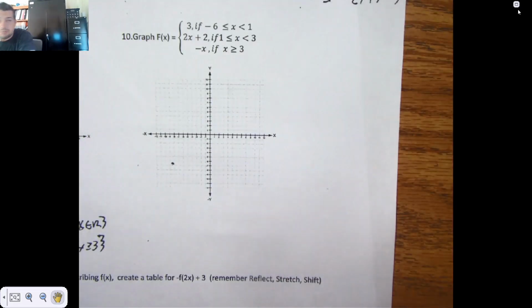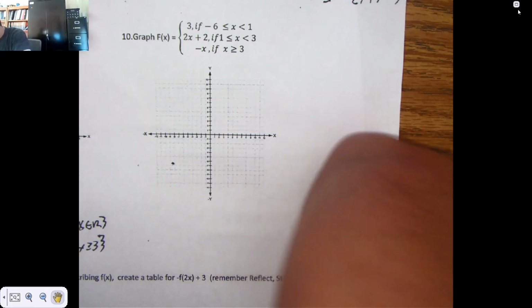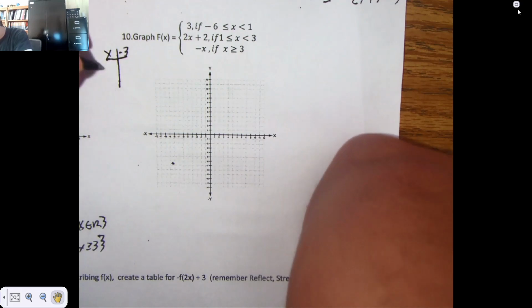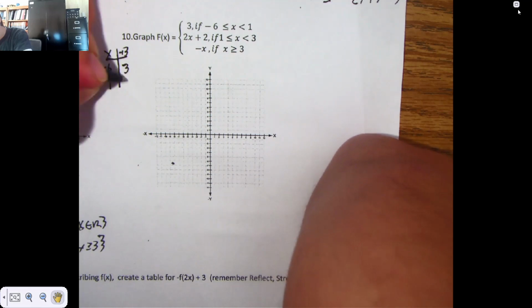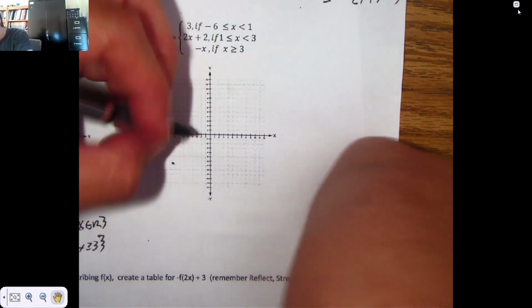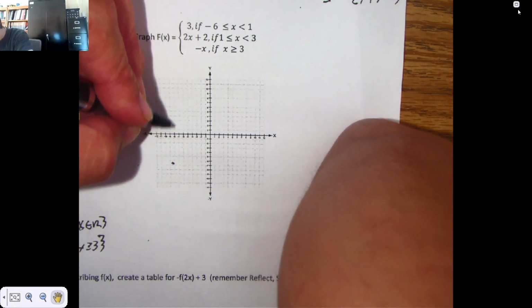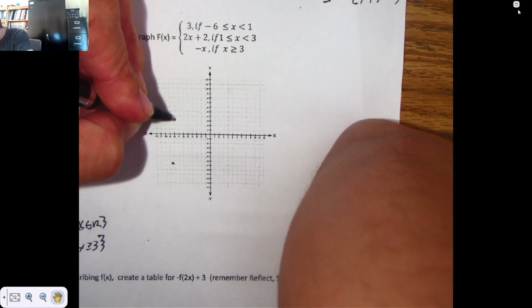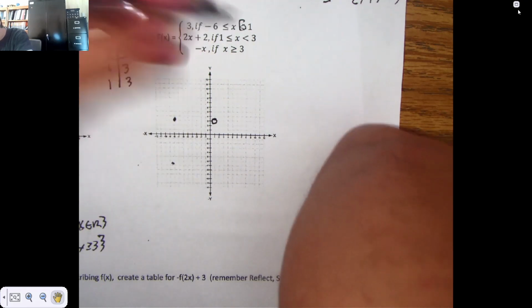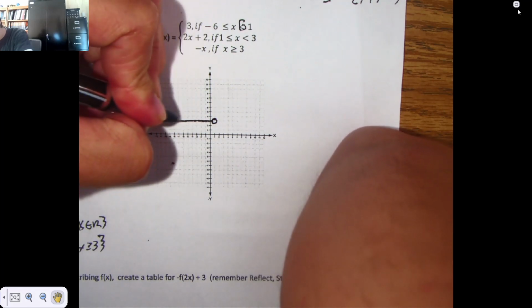Number 10, we get the piecewise function. Graph this thing. We are 3 if x is stuck between -6 and 1. I graded your last test like nobody made tables. I mean, there's 2 points on the graph. I've got -6, 3, and then 1, 3. So -6, 3. Then I have 1, 3. And 1, 3's got to be an open hole because of that. There's those 2 points.